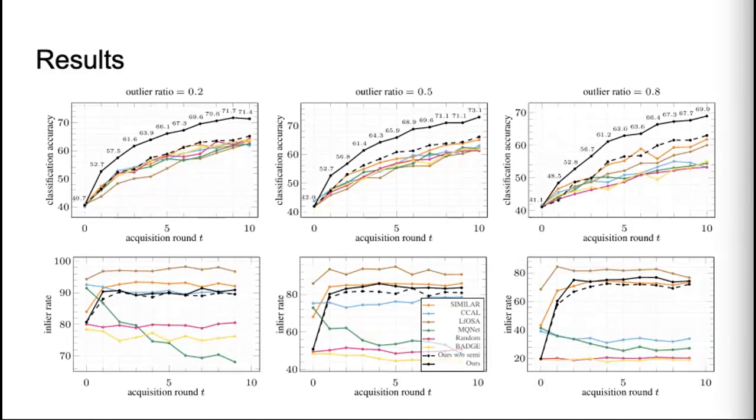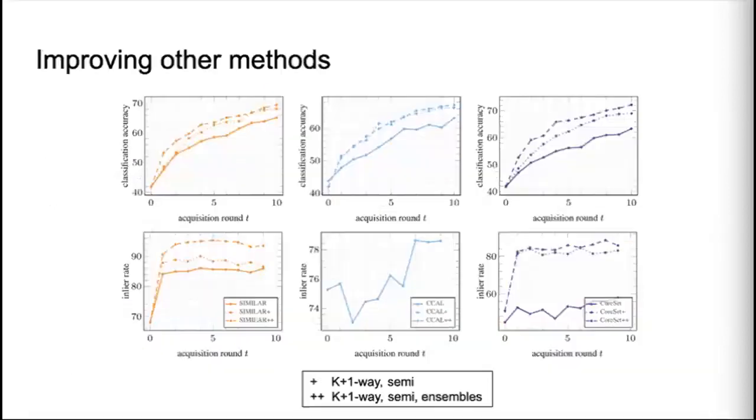An important thing to note is that having a high inlier rate during acquisition is not the only determining factor for high classification accuracy. LFOSA has the highest inlier rate in all active learning rounds, while its performance could be better. On the other hand, the 2 best approaches, ours and SIMILAR, have moderately high inlier rates. Finally, we showed that our key components, namely joint training with k+1-way classifier, semi-supervision, and using ensembles, can be used to improve other methods as well.